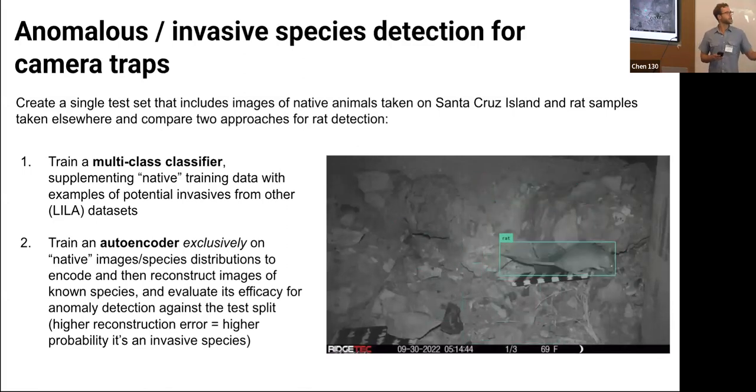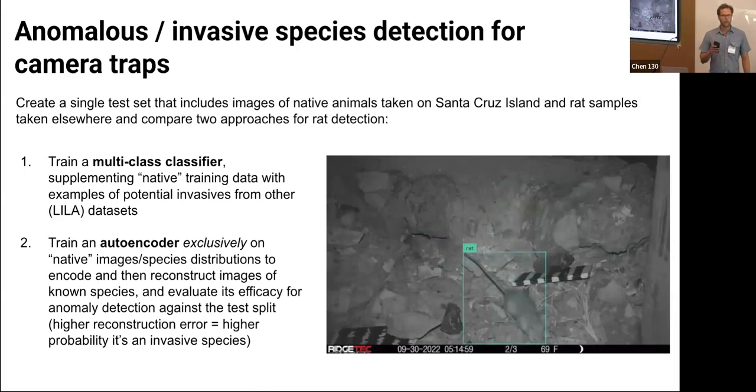So the first step is to train a multi-class classifier, treating those rats like any other class, pretending that they are from the local island ecosystem. The second approach is going to be using the same test set that includes those supplemented rat images, but deriving a different train and validation set, and training an autoencoder, which Ben just touched on, exclusively on those native species distributions.